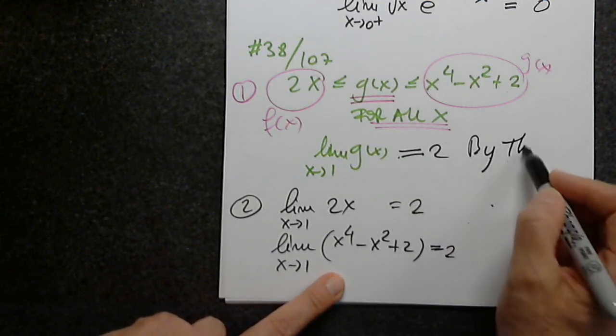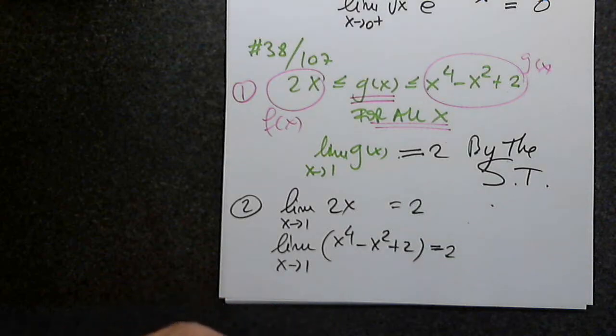By the squeeze theorem. So this is another application in which we were not even given the function. We had no idea what the function was. But since we were given the information that it was squeezed between two other functions, we were able to find the limit.